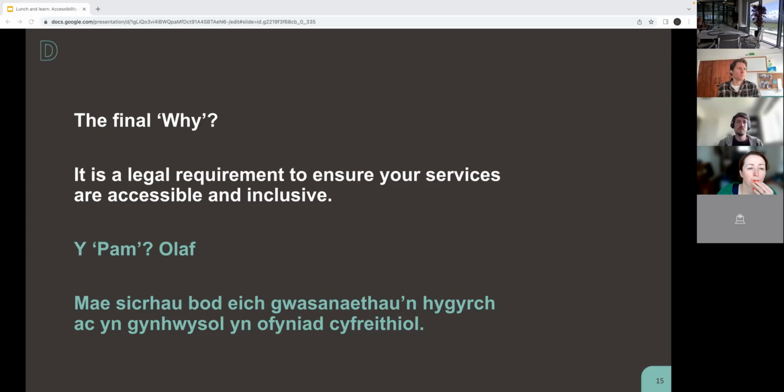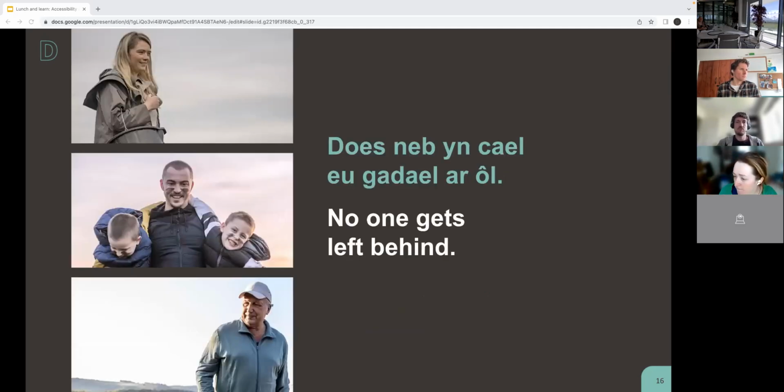So we do have the Digital Accessibility Act, which came into force, I believe, in 2018. And we also have the Equality Act in 2010 as well. So as a public sector, we do have legal requirements to make sure that our services are fully accessible and inclusive. Next slide, please.